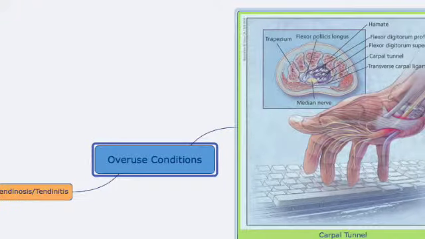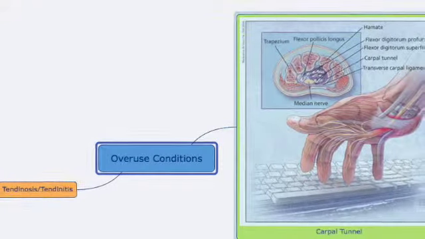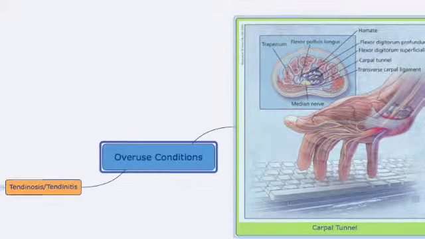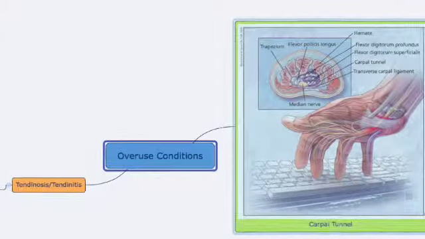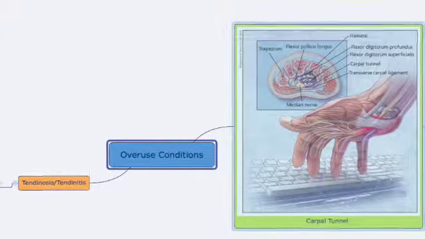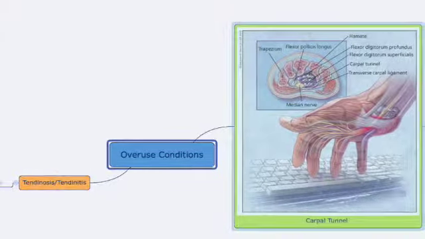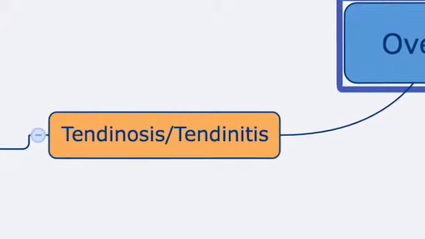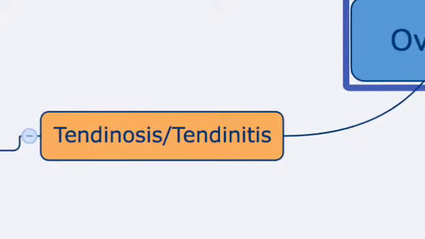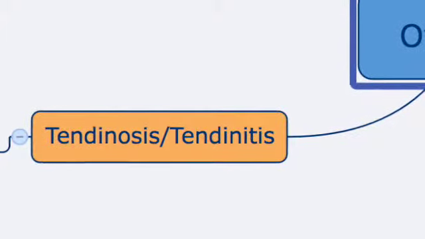This is a short presentation on the overuse conditions of the elbow and wrist. It includes carpal tunnel syndrome and tendinosis and tendinitis. First, we will look at tendinosis and tendinitis. We will focus on 3 disorders.